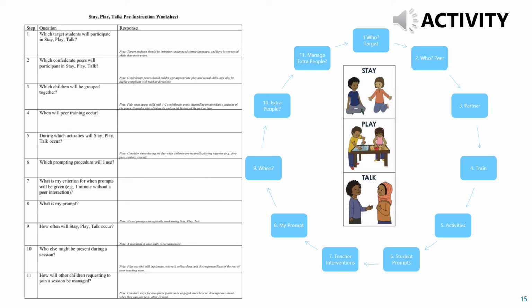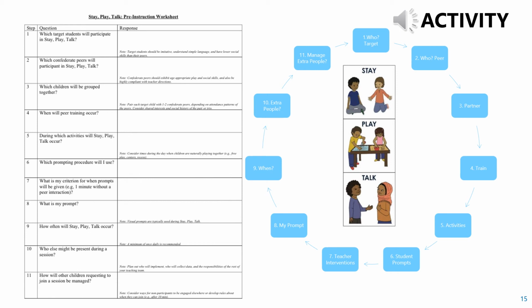Number 8, what are your prompts or visuals that you're going to use while collecting data or implementing Stay Play Talk? Number 9, how often and perhaps where in your schedule could Stay Play Talk take place? Number 10, who else might be present during the Stay Play Talk initiative? For example, will there be additional children in the centers, or will there be other adults who could perhaps facilitate or act as an interventionist when necessary?